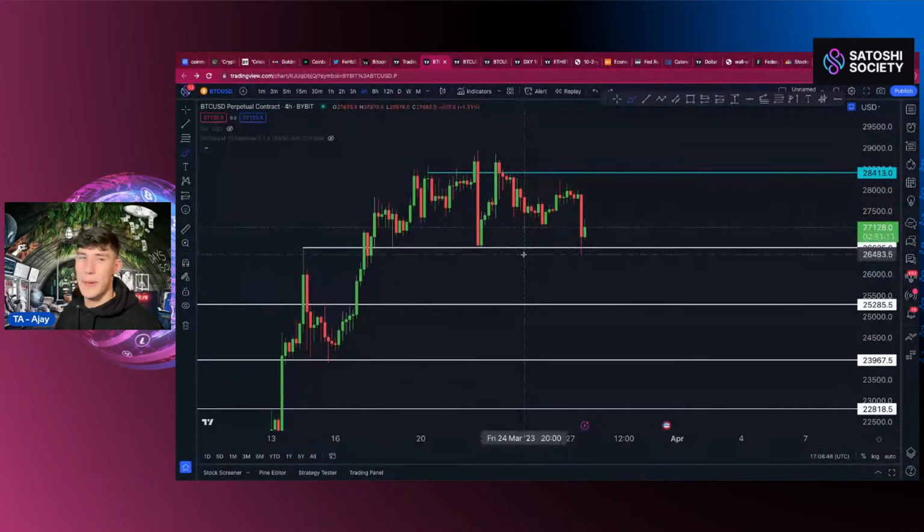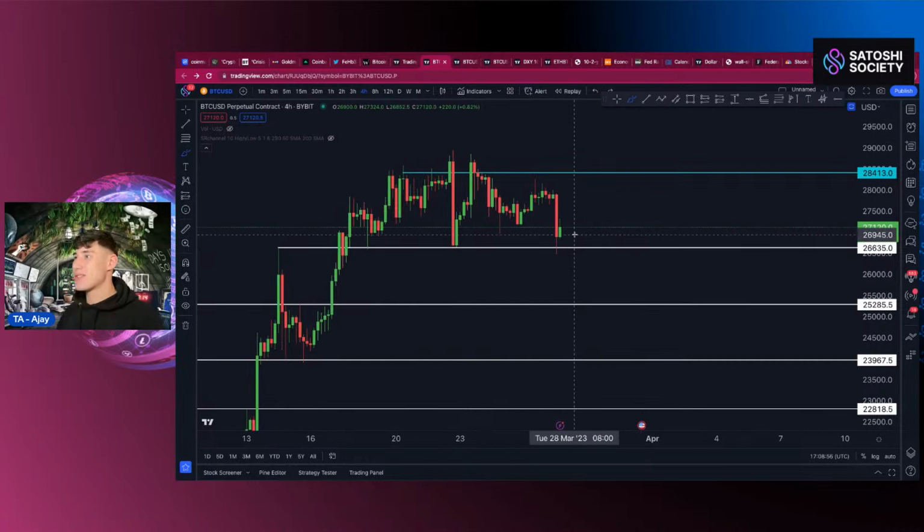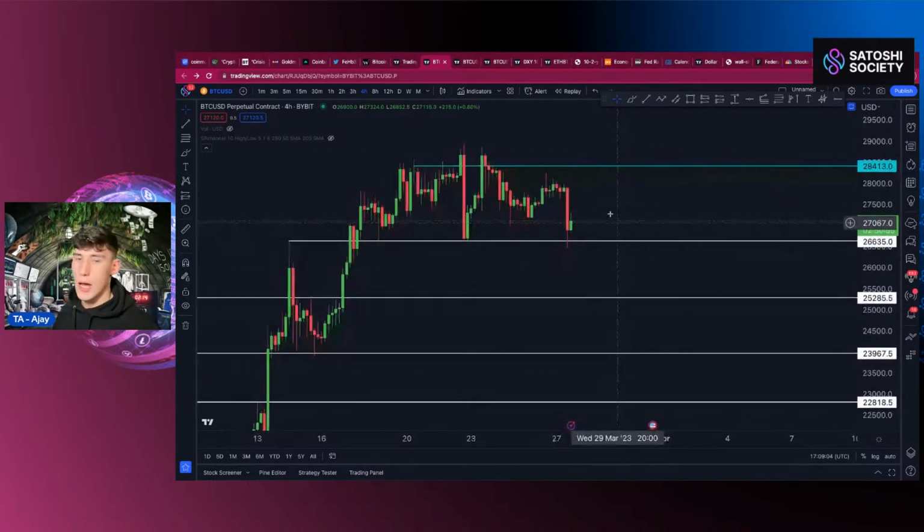Why is this a major level? Well, previously it's been major resistance. It's also been major support once we've been above it. So we're going to continue to use this as support until the time comes, if the time comes, when we do break towards the downside. So that's what we're looking at.